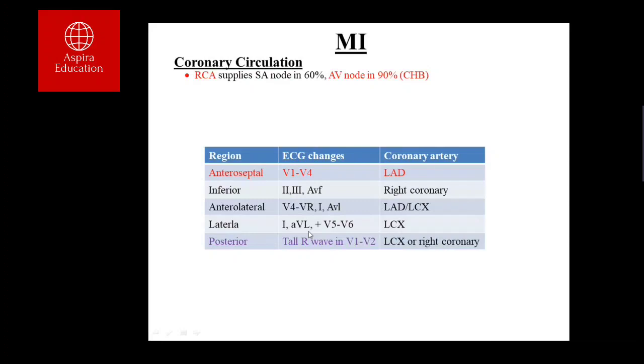We have the rare posterior wall MI. Since we do not have a posterior lead, what you generally see are the changes happening in V1 and V2, because V1 and V2 are exactly opposite to the posterior wall. So you may get some reciprocal changes in V1 and V2. Commonly what you get is a tall R wave or a tall T wave. That indicates probably a posterior wall MI. Posterior wall MI can come either because of the left circumflex or because of right coronary artery involvement.